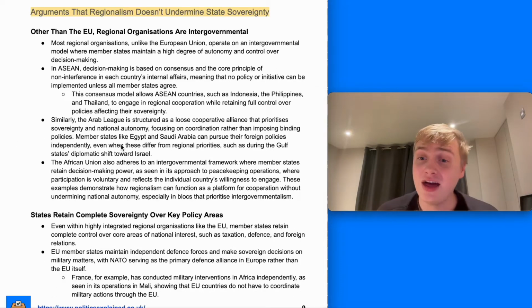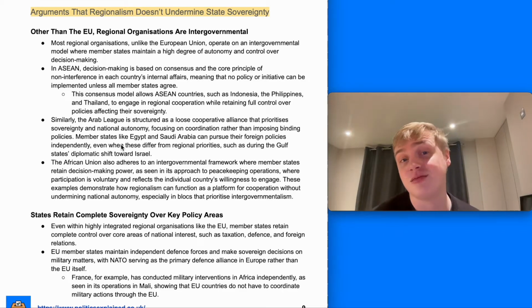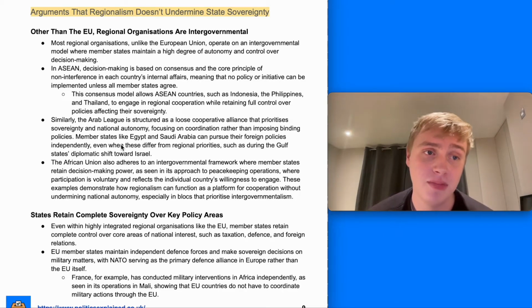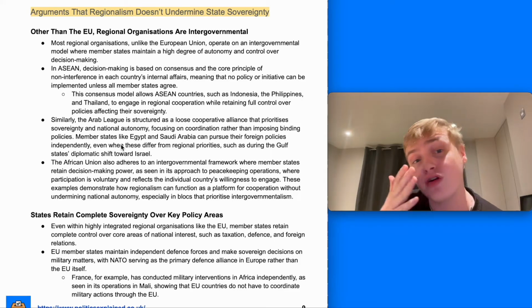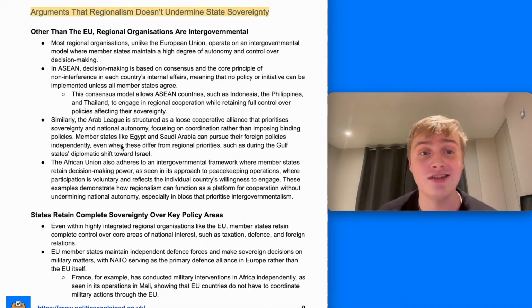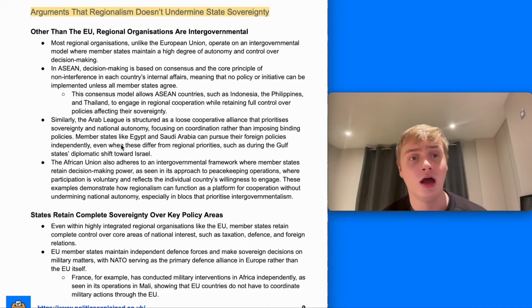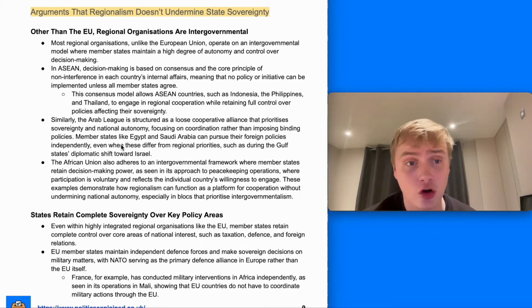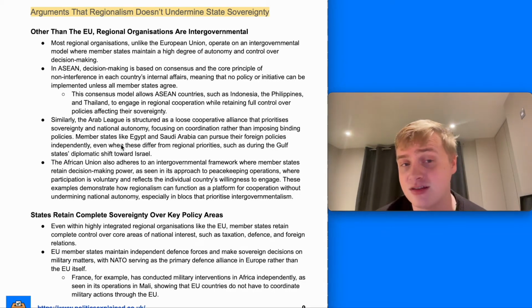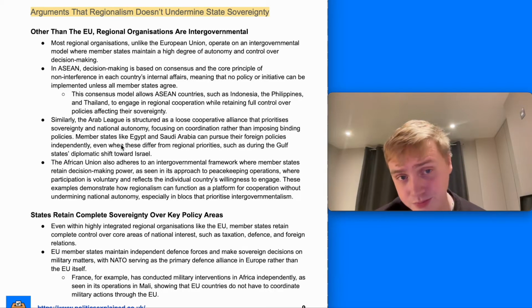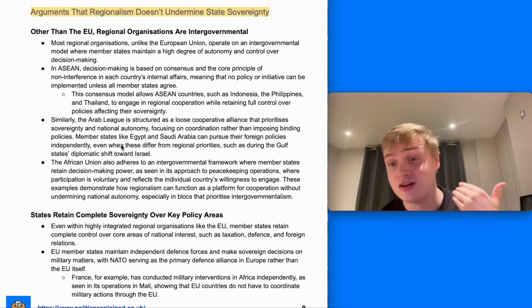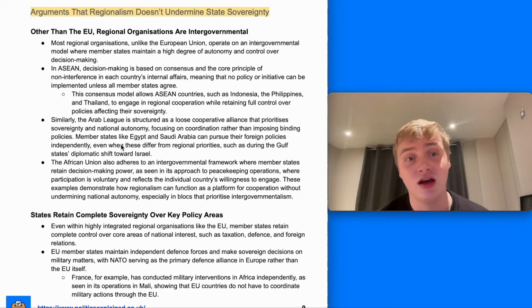identity. On the other hand, we're going to look at now some arguments that regionalism doesn't undermine state sovereignty. The first key argument is that other than the EU, regional organisations are pretty much all intergovernmental, or primarily intergovernmental in the case of the African Union. And this means that member states retain a high degree of autonomy and control over decision making, as the decision making is based on consensus, which means that if one state vetoes a decision, that decision isn't implemented.